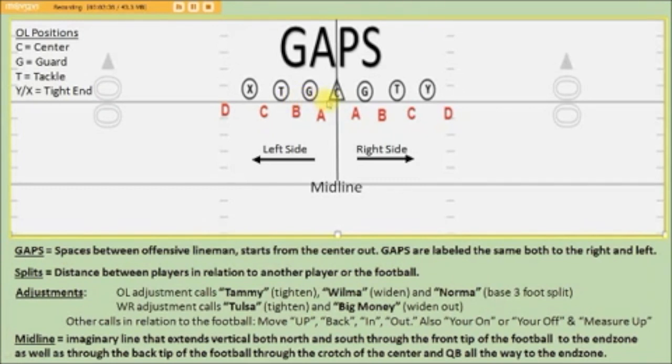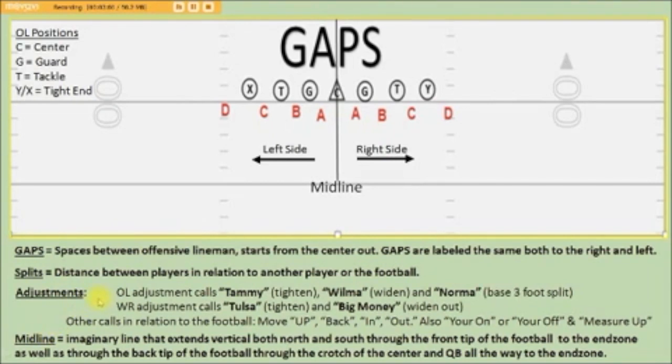We like to use a 3-foot split as our base, and we adjust it based on the scheme that we're running. So again, we're just trying to teach you a term here that splits is talking about the distance, how far away or how tight do you align to the player that's next to you. Another term, we got gaps, we got splits, we got midline.